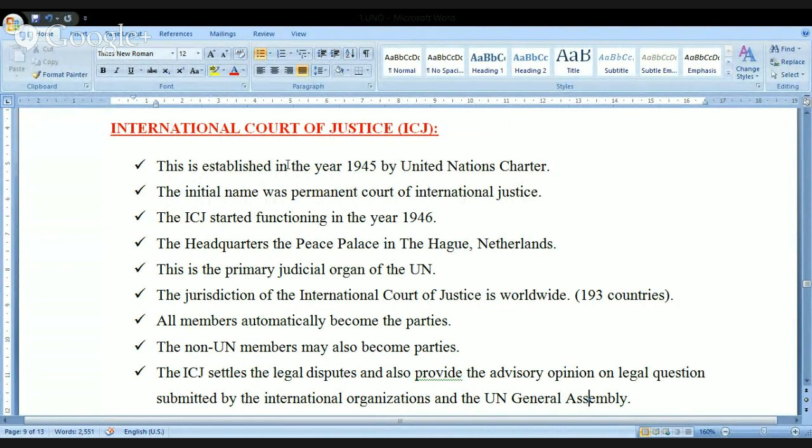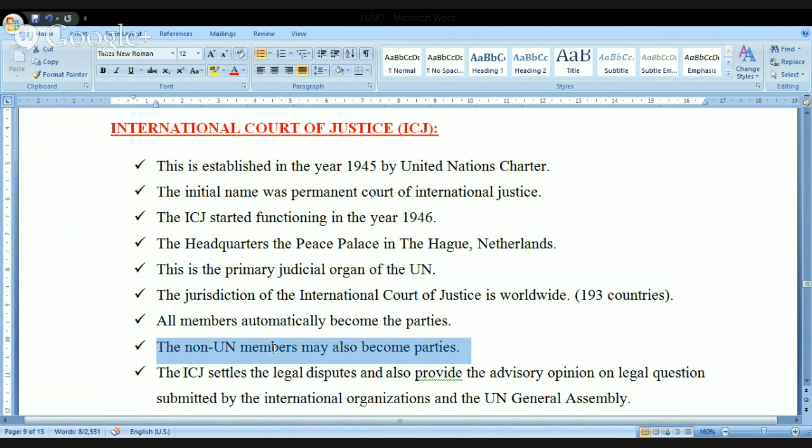We'll have a discussion. Now, it was established in the year 1945. The initial name was Permanent Court of International Justice. It started functioning in the year 1946. Headquarters, we know this, it is in The Hague, Netherlands. This is the primary judicial organ of the United Nations. Yes, we know this. What is the jurisdiction? We understood, the jurisdiction is worldwide. 193 countries are covered here. The members automatically become the parties. You need not separately become a member. All the countries of the United Nations will automatically become members of the ICJ.